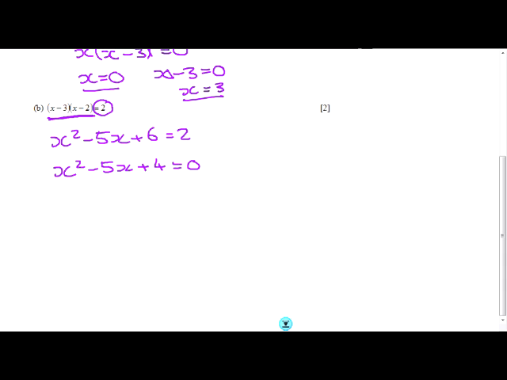Let's move it down a tad. Okay, so now we have to factorize it. I can't have that there, hang on.